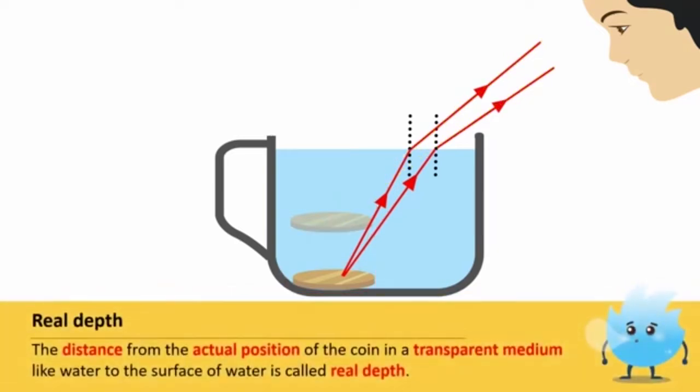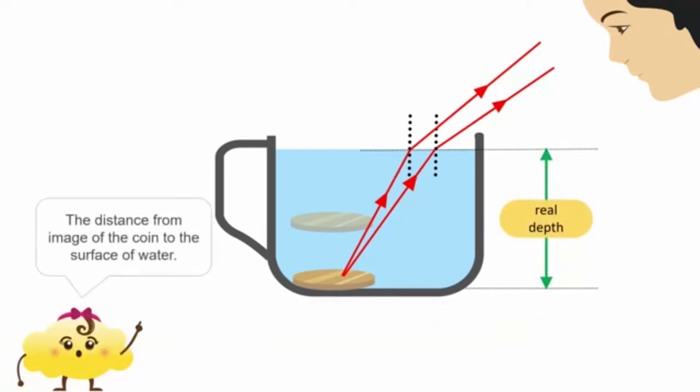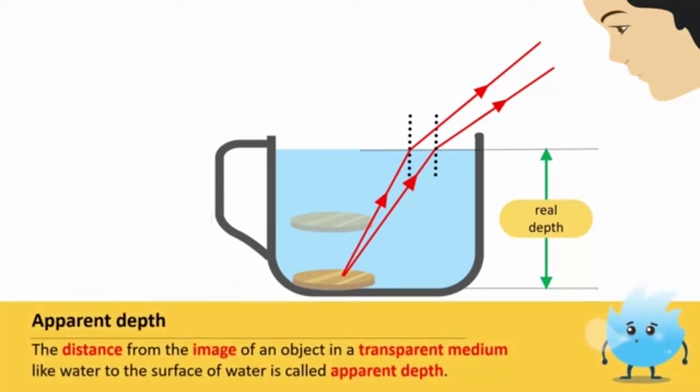The distance from the actual position of the coin in a transparent medium, like water, to the surface of water, is called real depth. Can you guess what apparent depth is? The distance from the image of an object in a transparent medium, like water, to the surface of water, is called apparent depth.